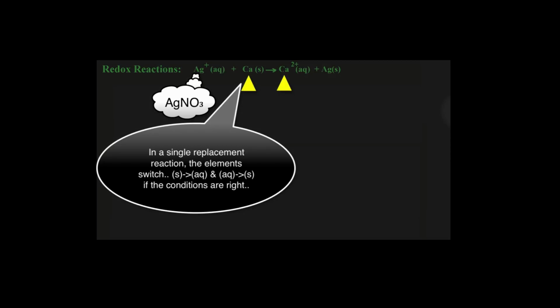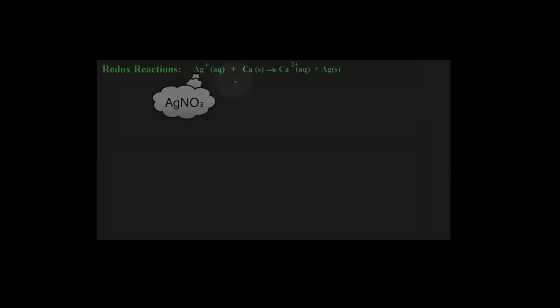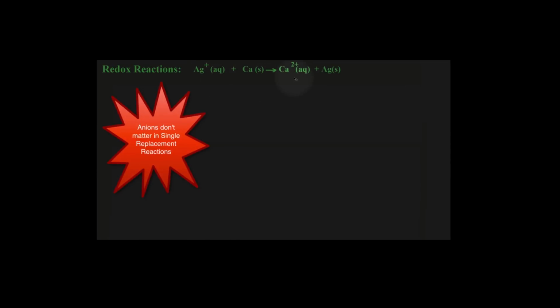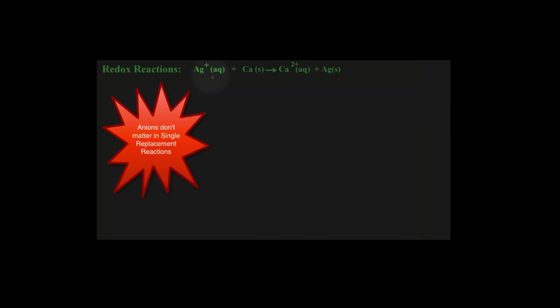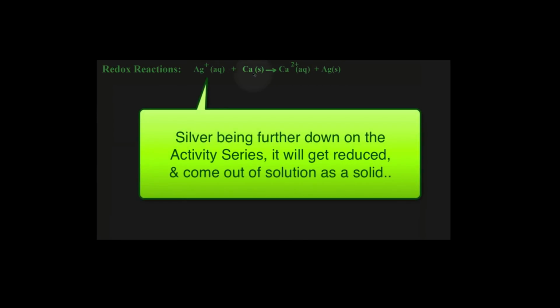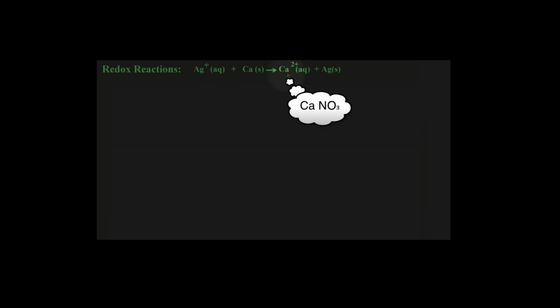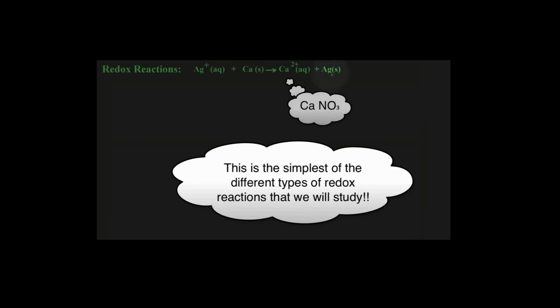So in this case, silver will be in solution with some sort of anion. And when the single replacement reaction takes place, I'll talk about that here in a second, we actually see the silver coming out of the solution, becoming a solid and being displaced by the calcium. Calcium comes in and goes in the solution, whereas the silver precipitates out, becomes a solid.